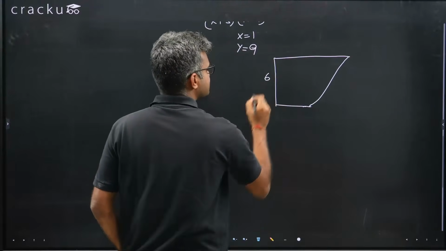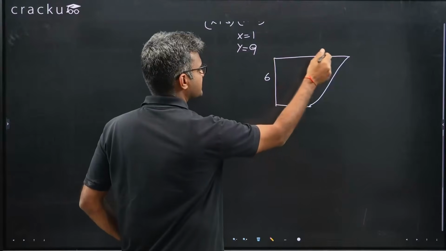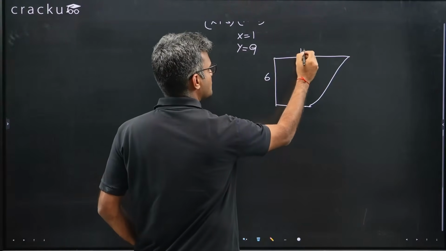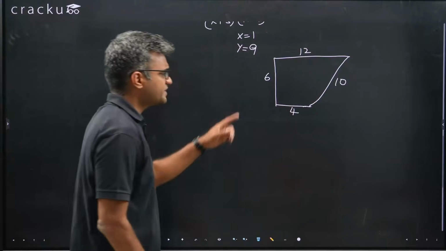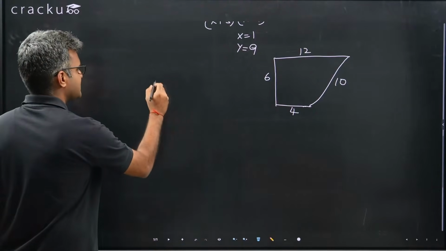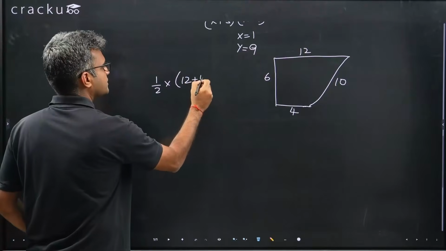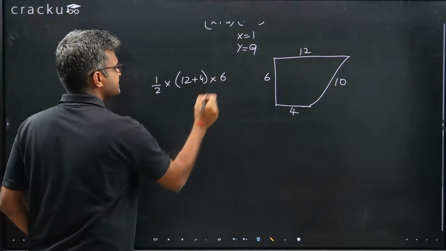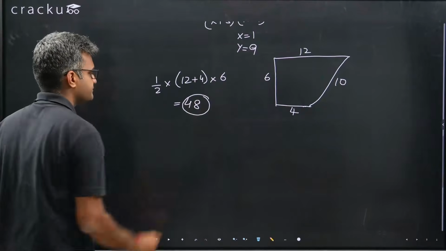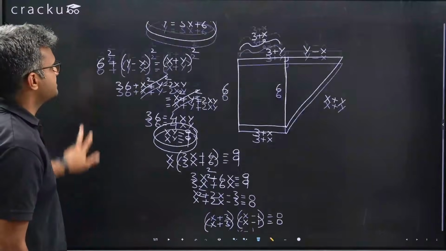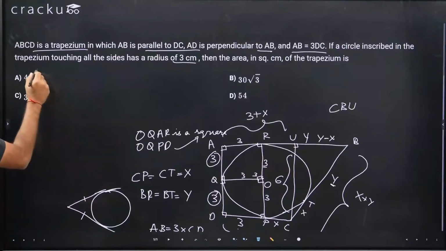This is 6. The bottom one is 3 plus x, so this is 4. The top one is 3 plus 9, so this is 12. And this will be x plus y, which is equal to 10. What is the area of this trapezium? It is half into the sum of parallel sides, which is 12 plus 4, into the distance between them, which is 6. This will equal 48 square units. So the answer for this particular question, which is a lengthy question, is option A.